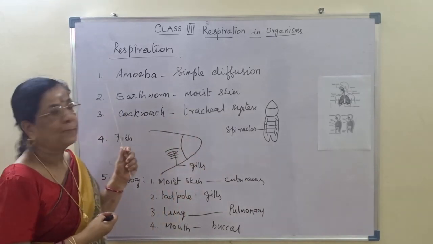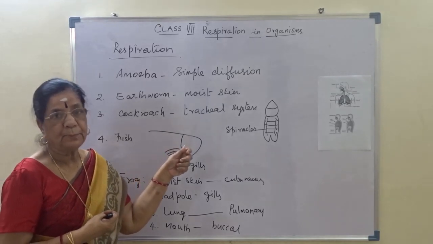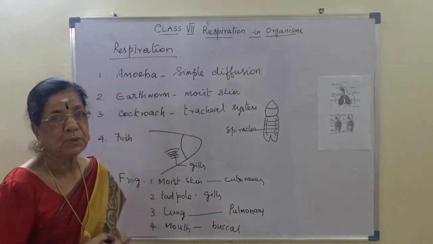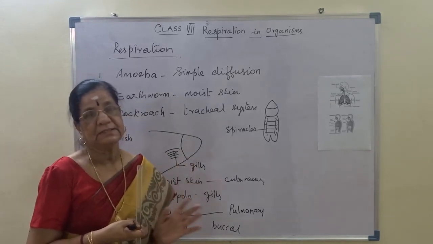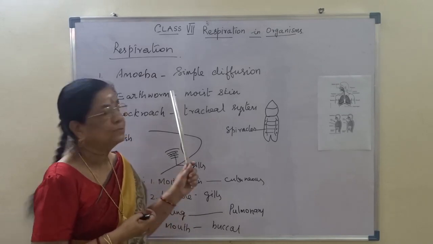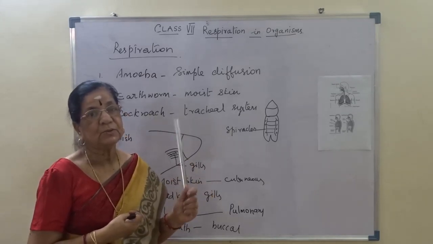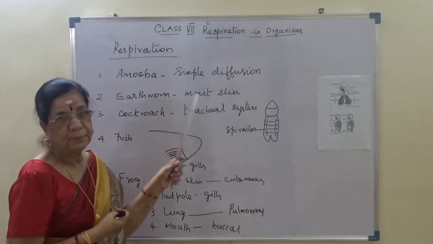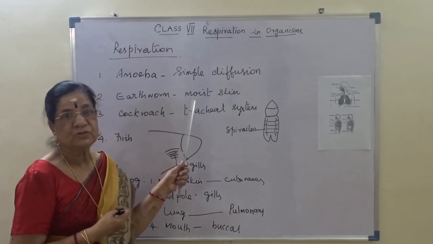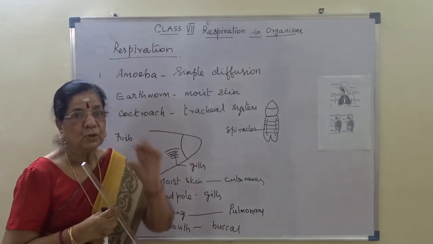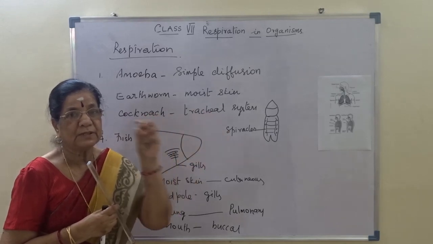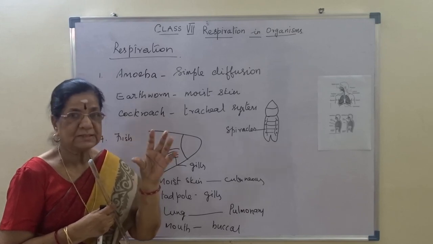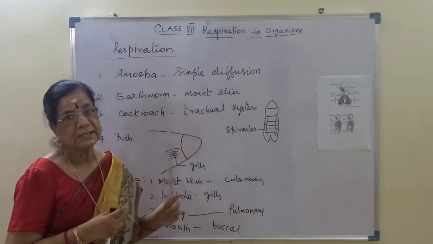As the first one, amoeba, it is by simple diffusion. Diffusion is a physical process where there is just exchange of gases. That is simple diffusion and it is done through the body surface. Another one is again simple diffusion in earthworm. It is through the moist skin. Throughout the segments of the earthworm, many pores are there through the moist skin. Exchange of gases is taking place.